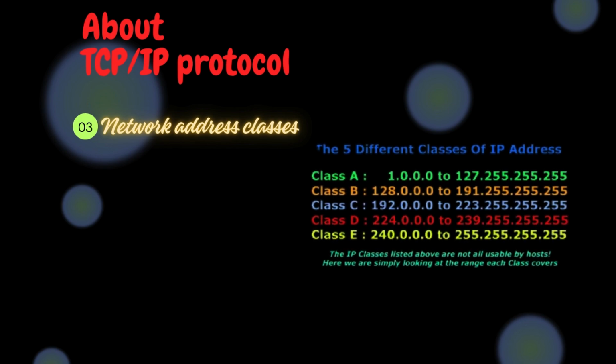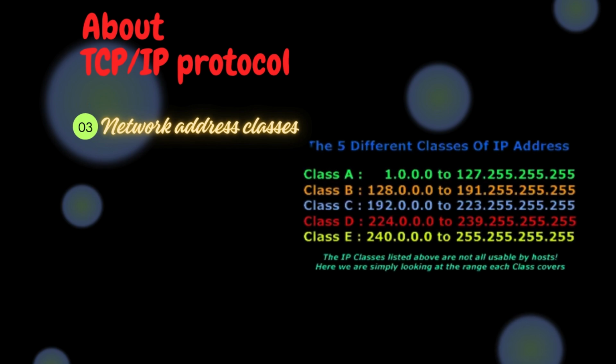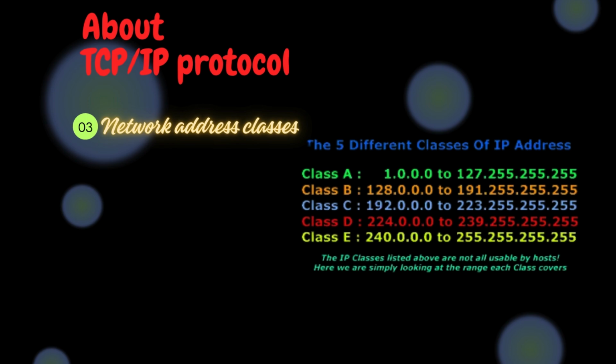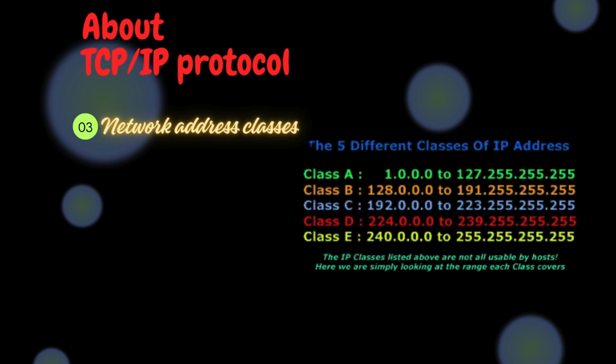IPv4 addresses are divided into 5 classes. A, B, and C are commonly used for networks. Class A supports large networks with millions of hosts. Class B fits medium-sized networks, and Class C is for small networks. Class D and E are reserved for multicast and experimental use.